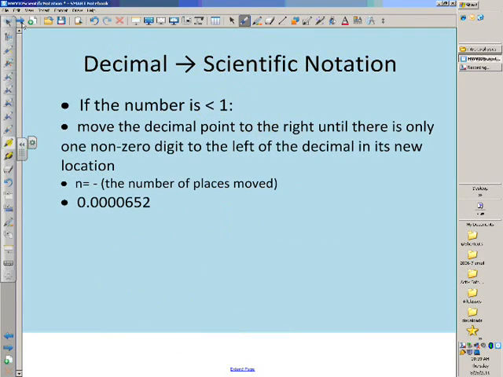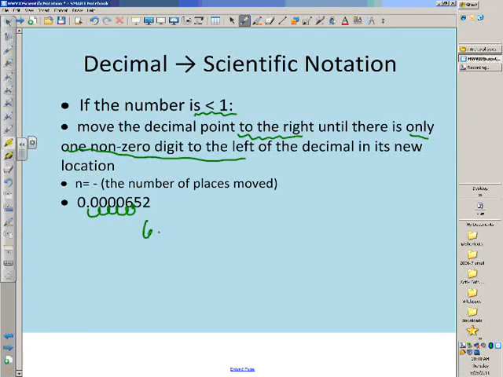The other thing we have to talk about is if the number is less than 1, right? If we have a small number. So now we move the decimal point to the right until there's only one non-zero digit to the left of the decimal point. So let's take this number right here, 0.0000625. Because this number is less than 1, we move the decimal point to the right. So 1, 2, 3, 4, 5 places.